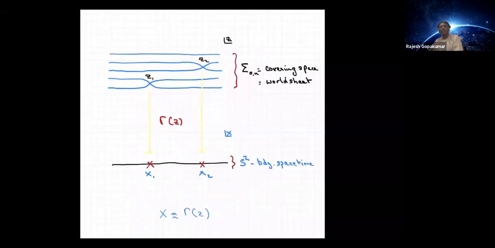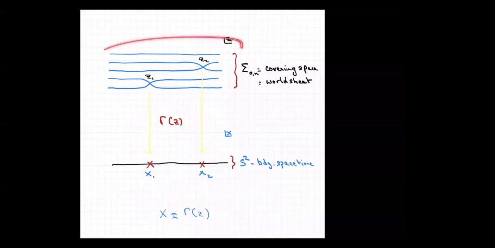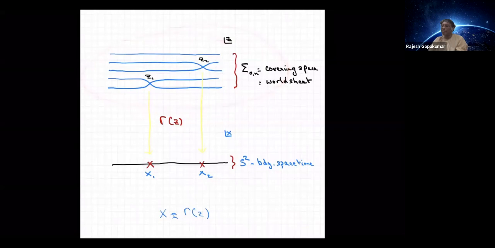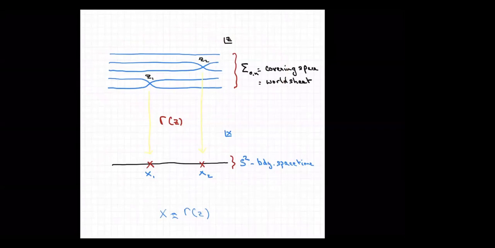And those are precisely given by the Lunin-Mathur picture with the torus as the covering space. Okay, great. Thank you. Welcome. So this thing is now a genus 1 surface, and the same things apply. You have maps always from a genus G covering space to the sphere.